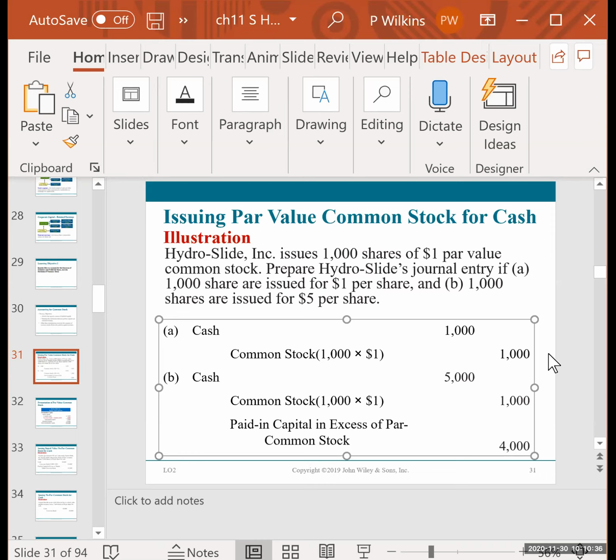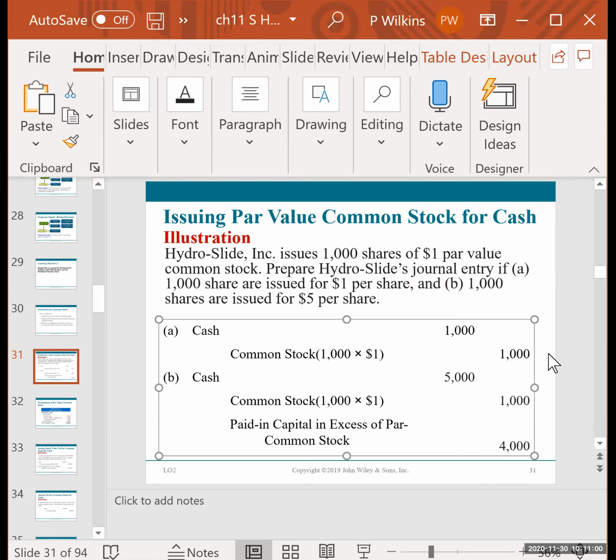Now, B, 1,000 shares are issued for $5 a share. So now we have a difference between the value of the stock and what we actually sold it for. So in order to get the cash amount, we take the number of shares times what we sold it for. So we have 1,000 shares at $5 each. So that means we got $5,000 in cash.